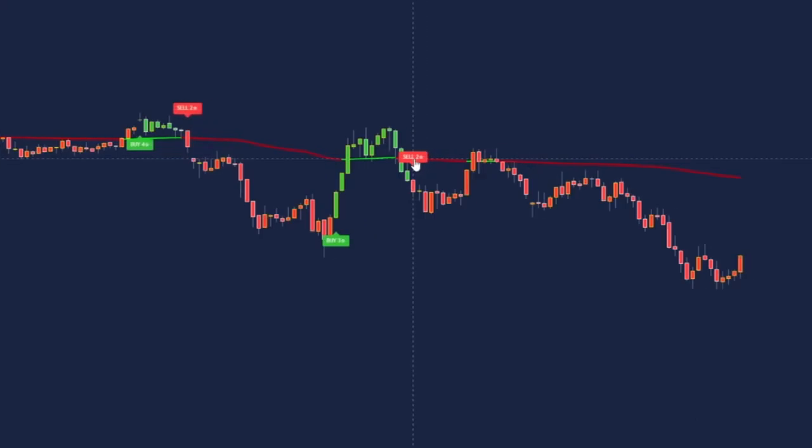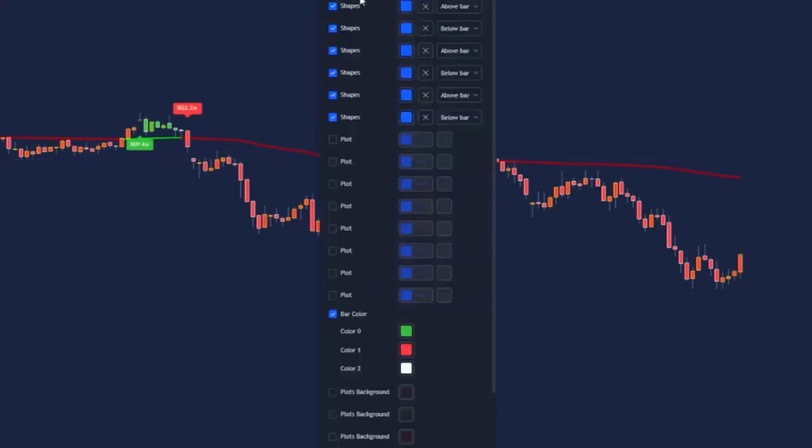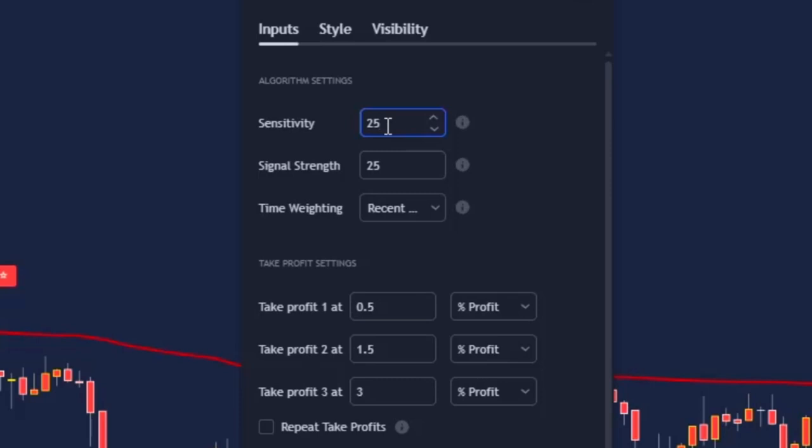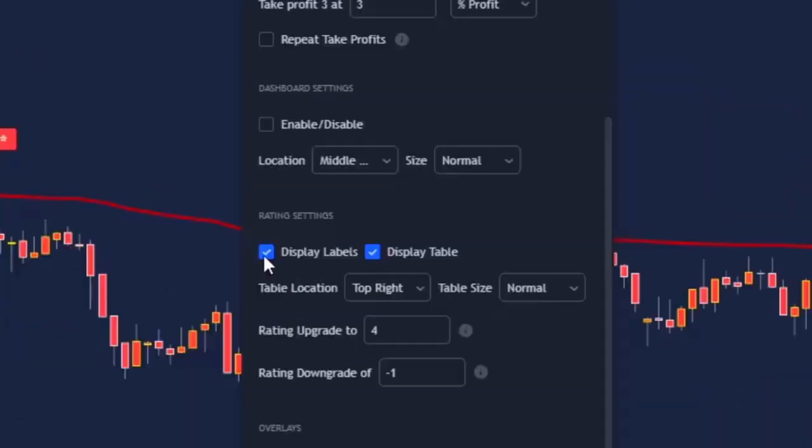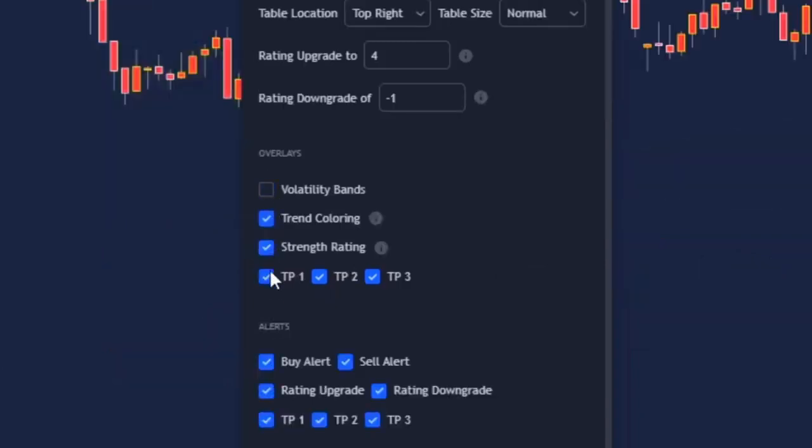Now that we've added it to the chart, double click to enter the settings, open the inputs tab, change this from 50 to 25, untick dashboard, untick rating settings, untick volatility bands, including TP 1, 2 and 3, and there are the settings adjusted. So now let me show you exactly how to enter trades with this strategy.